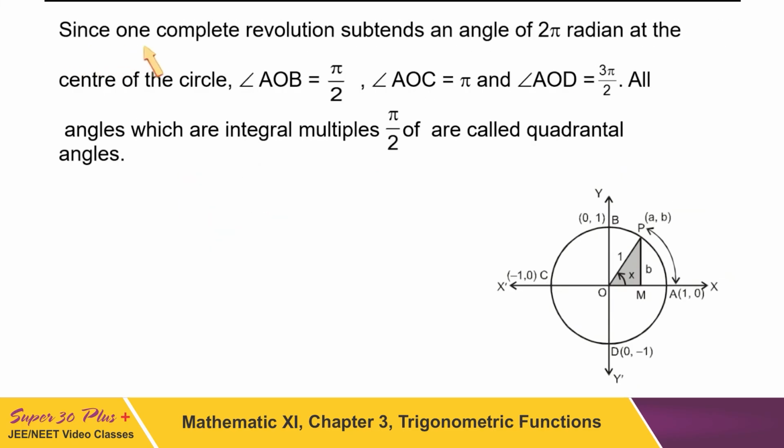Students, since one complete revolution subtends an angle of 2 pi radian at the center of the circle, angle AOB is a right angle. It is equal to pi by 2 radian. Similarly, AOC is pi radian, AOD is 3 pi by 2 radian, because the portion AOB is the 1/4 part of the complete circle, AOC is the half part of the complete circle and AOD is the 3/4 part of the complete circle. All angles which are integral multiples of pi by 2 are called the quadrantal angles.